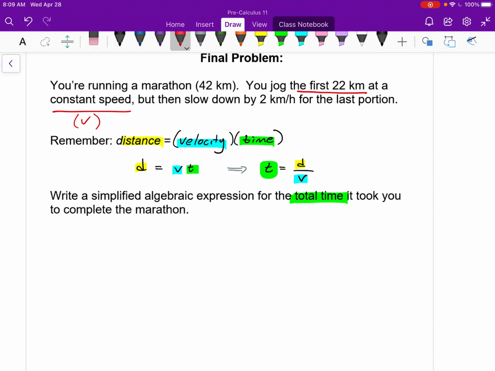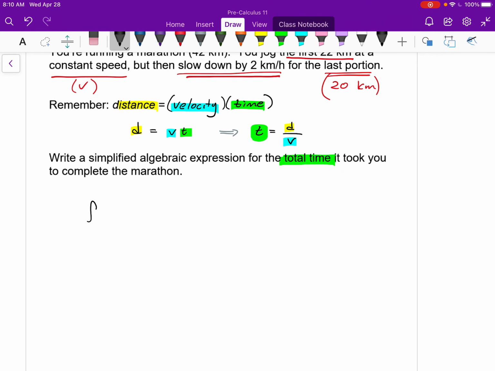I then tell you that after the first 22 kilometers, you slow down by 2 kilometers an hour for the last portion. And that last portion is the remainder of the marathon, which must be 20 kilometers, by looking at the fact that the whole marathon is 42. And so, although this is one race, it was kind of completed in two chunks. The first 22 kilometers and the last 20 kilometers. Right? And all that together is our race, 22 kilometers plus 20 kilometers.